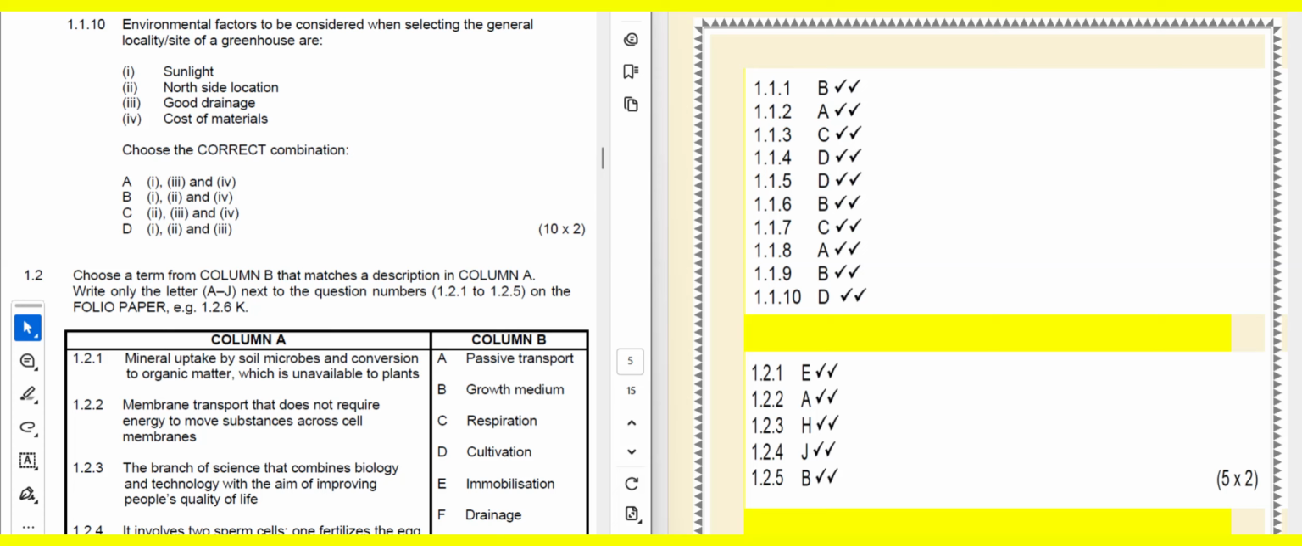1.1.10. Environmental factors to be considered when selecting the general locality or site of a greenhouse are 1. Sunlight. 2. North side location. 3. Good drainage. 4. Cost of materials. Choose the correct combination. A. 1, 3, and 4. B. 1, 2, and 4. C. 2, 3, and 4. D. 1, 2, and 3. Letter D. This refers to 1, 2, and 3, which is sunlight, north side location, and good drainage.